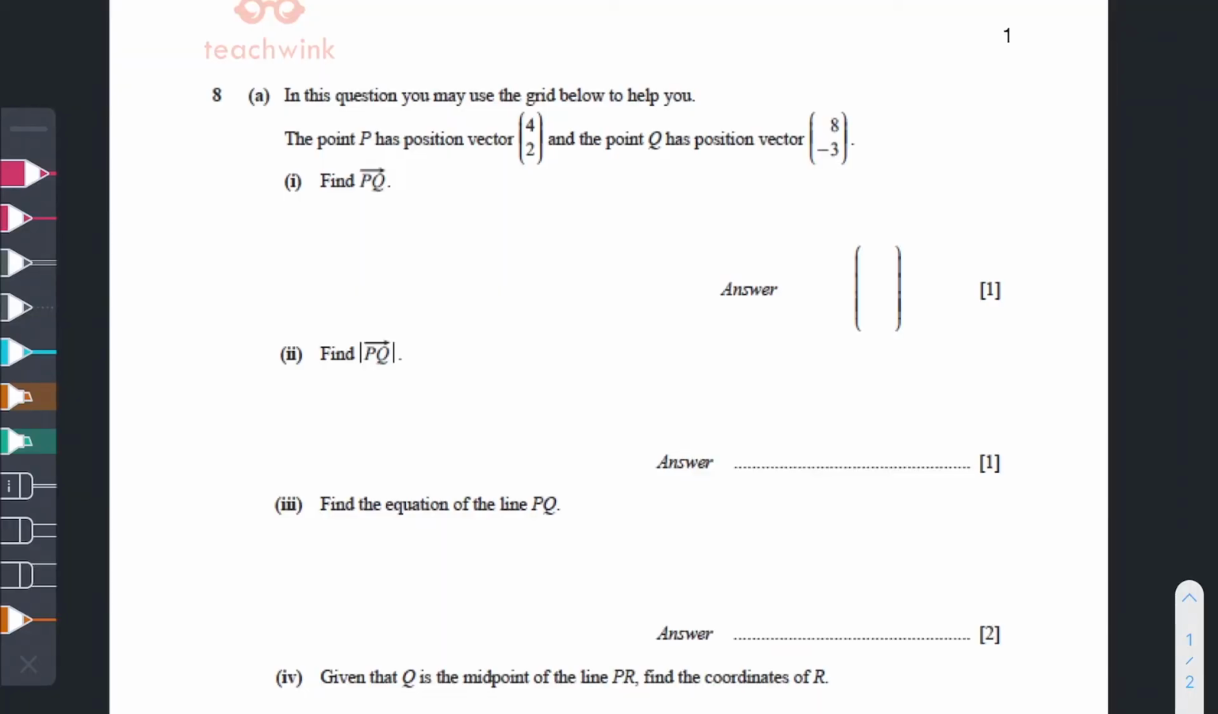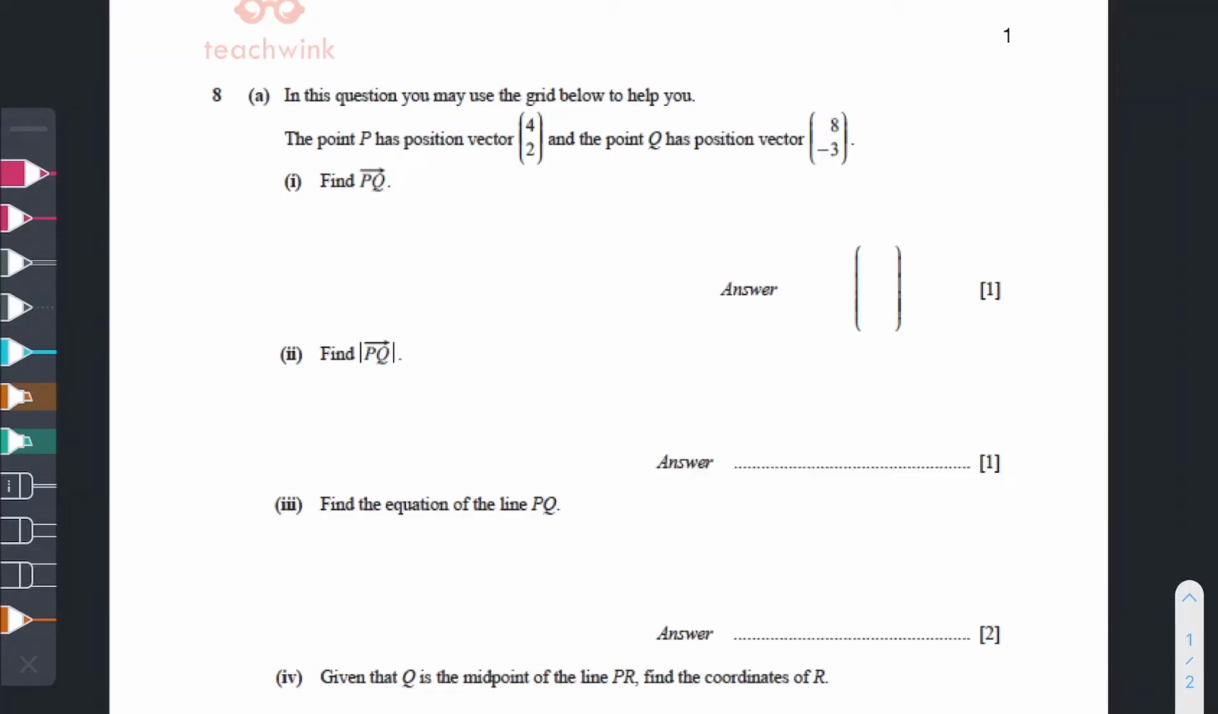Hi guys, so we'll be solving an O-level past paper question from the year 2014. The session is May-June. This is question number 8. This is a vectors question and we'll find the magnitude, the midpoint, the perimeter, the area and ratios. So let's start. In this question, you may use the grid below to help you.